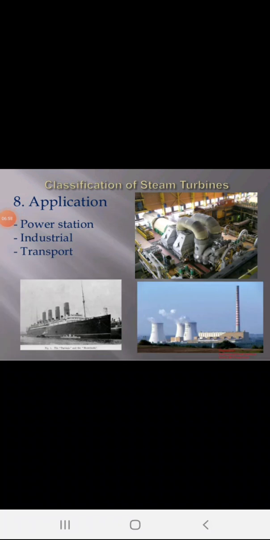Applications of the steam turbine. Power generation, industrial and transport methods.